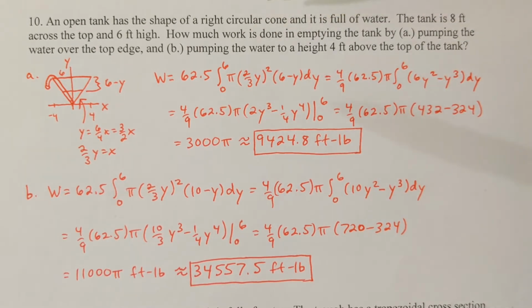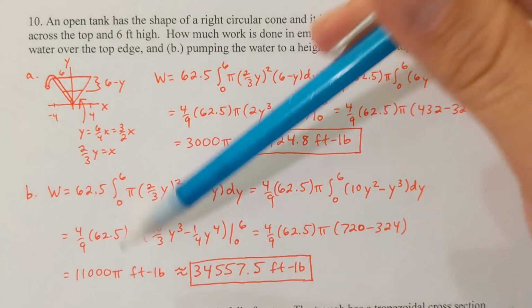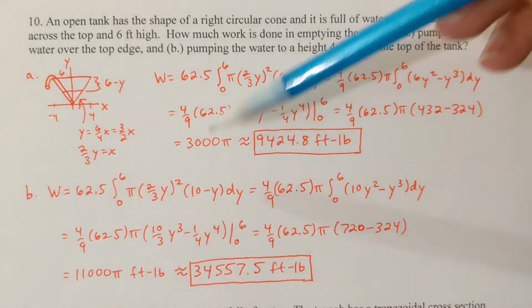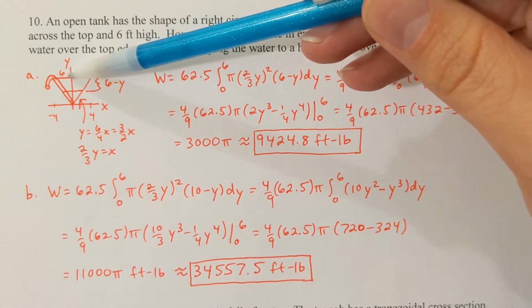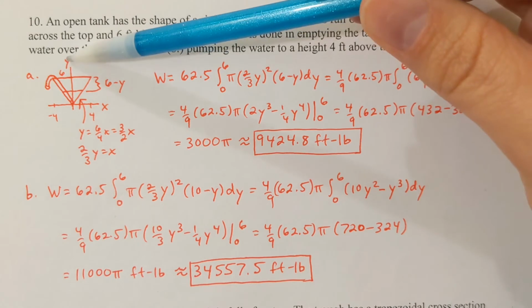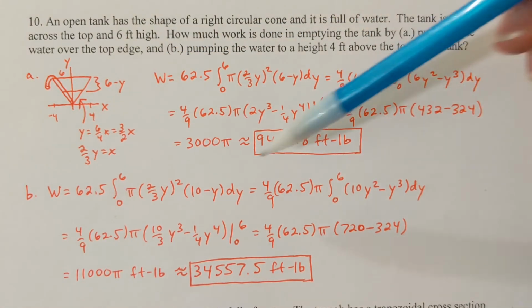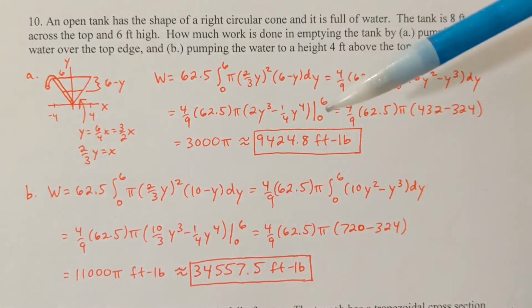Okay, now how about part B? How much work is done in emptying the tank by pumping the water to a height of 4 feet above the tank? So the only adjustment in what you saw I did in part A would be the h value. H would be 10 if the water is going to be lifted to a spot 4 feet above the height of the tank. Everything else would be the same.